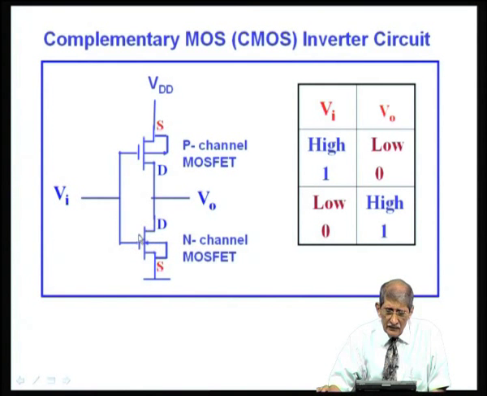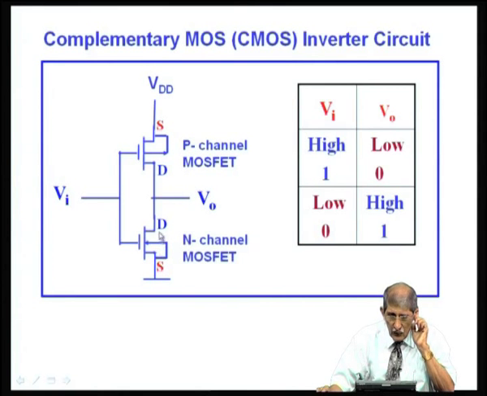You can think of it as two switches connected in series. This switch will be closed if at this gate you apply plus voltage. N channel, if I apply plus voltage, the switch will be closed. The P channel switch will be closed if I apply negative voltage with respect to source.